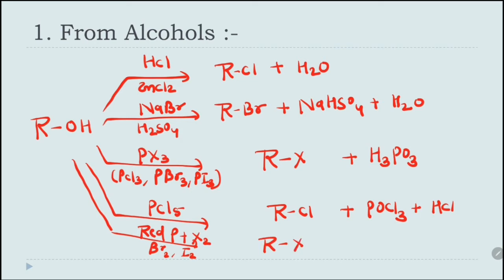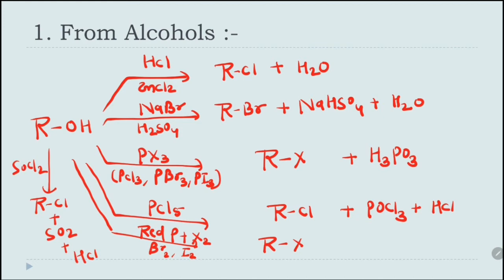Okay, so just revise these reactions 2 or 3 times and you will remember all these reactions. They are very simple reactions. Now the last and the most important reaction which we can use for the formation of haloalkane from alcohol, we can take SOCl2, thionyl chloride. So by this reaction also we will get alkyl chloride plus SO2 plus HCl.